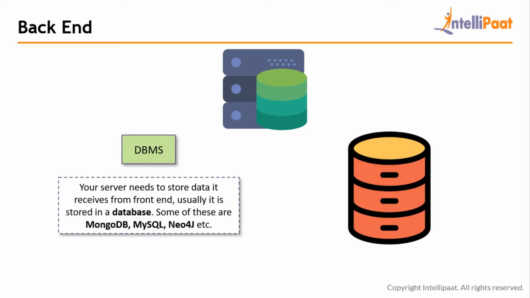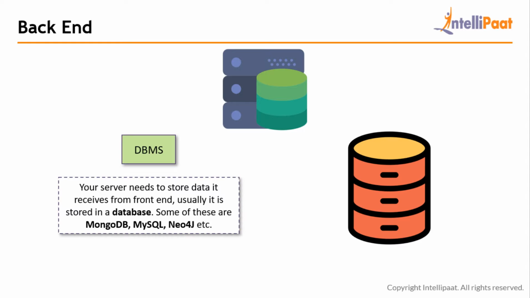Next, we have database management systems or DBMS. Your application needs to store some of the data inside the database. Whenever the user sends some data, you need to manipulate it and then store it inside the database, and this allows you to have persistence. So whenever the user wants to get the data back, you can look into the database, get that data back, and then send it back to the user.